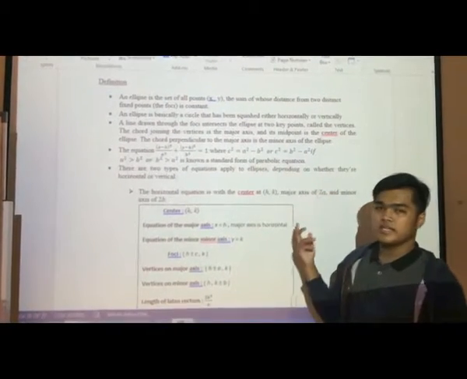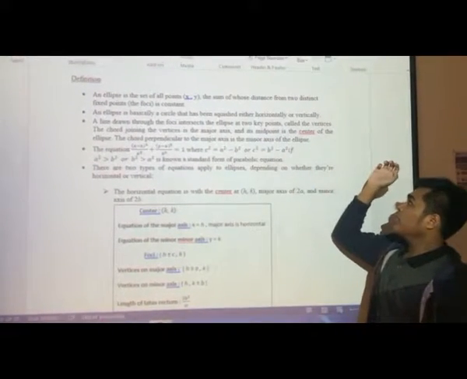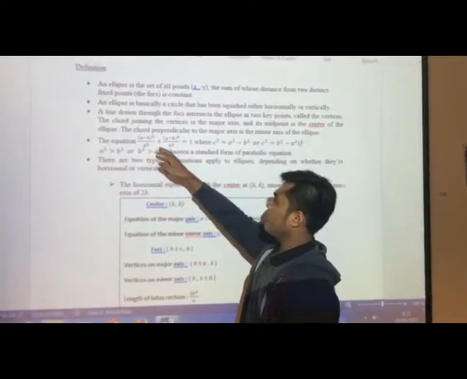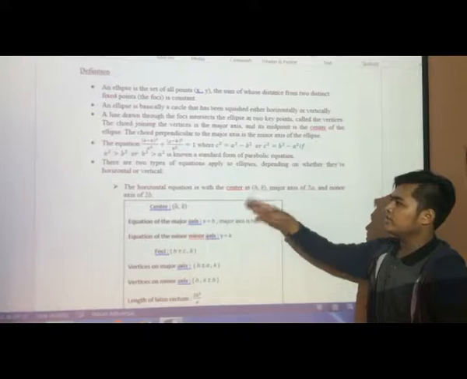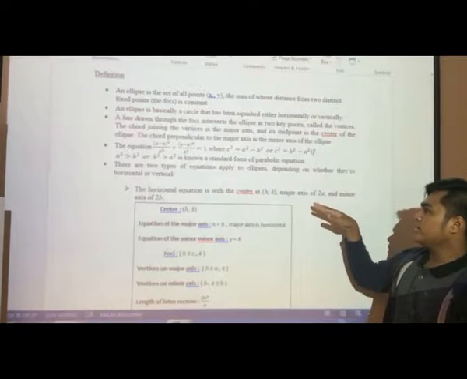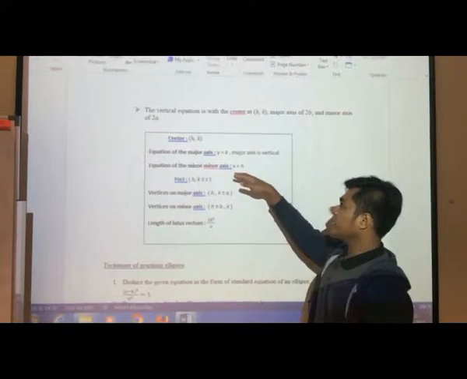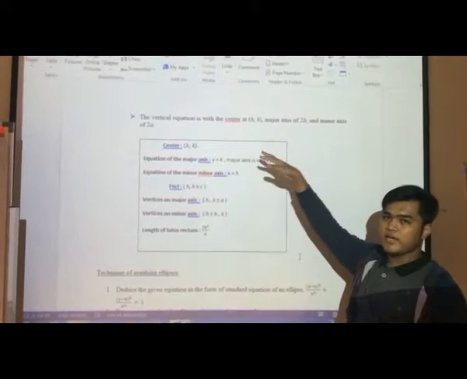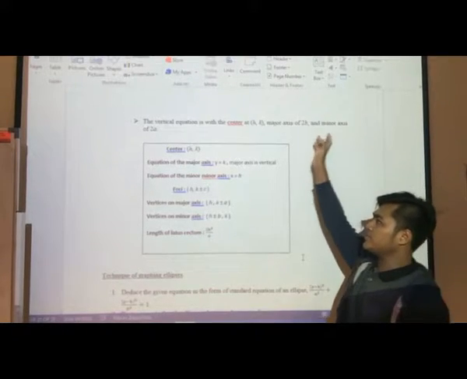Okay, basically ellipse consists of two equations, horizontal equation and vertical equation. Okay, this is the standard equation for ellipse. As we know, ellipse consists of horizontal and vertical. For the horizontal equation, the center is (h, k), the major axis is 2a, and the minor axis is 2b. For the vertical equation, the center is also (h, k), but the major axis and the minor axis are changed. For vertical, the major axis is 2b, and the minor axis is 2a.